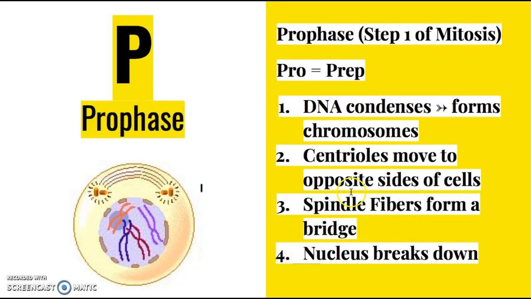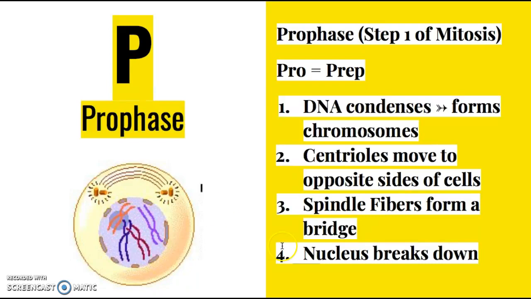Next, you're going to have something called spindle fibers form a bridge. If you're looking in this picture, the spindle fibers are the long lines here. Okay, and they also are going to help. Think about if you were in a tug-of-war, you had a rope in between, or if you're trying to help pull something out with a large rope, that's what these are. So the centrioles are going to use these spindle fibers or these ropes to help pull the cell in half or divide it in two.